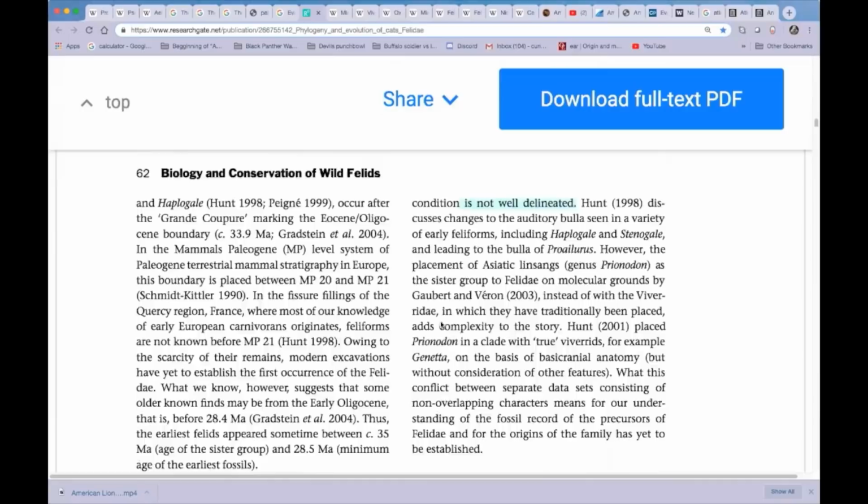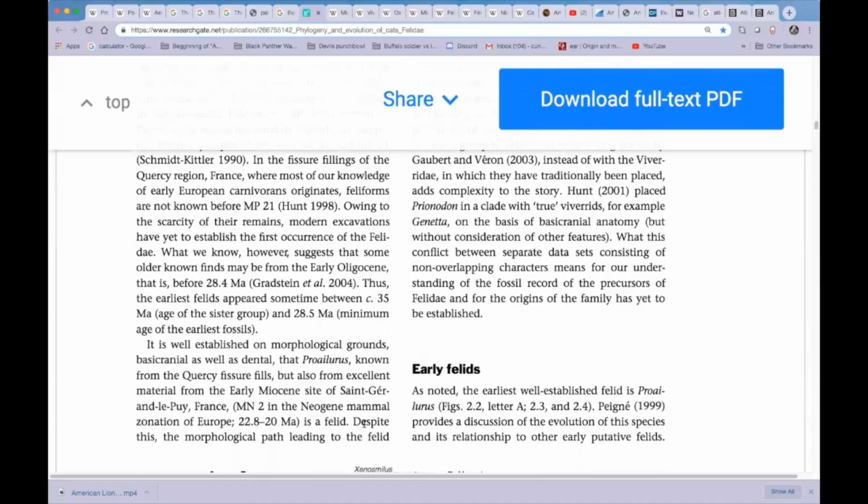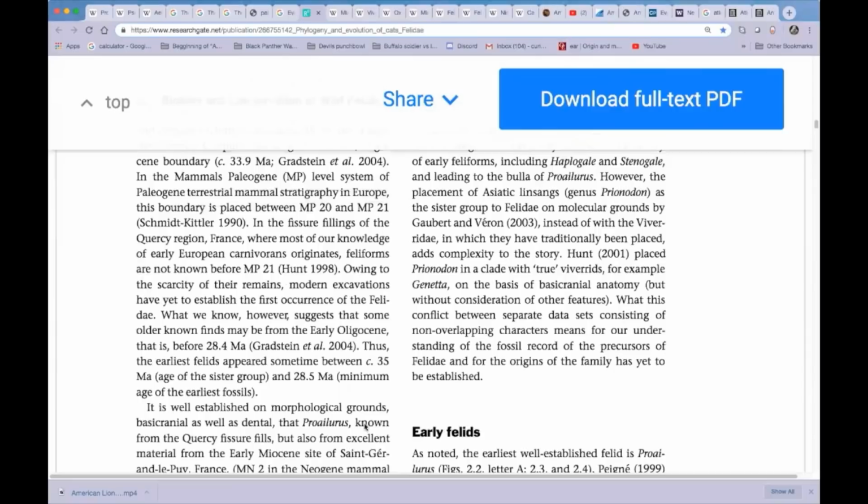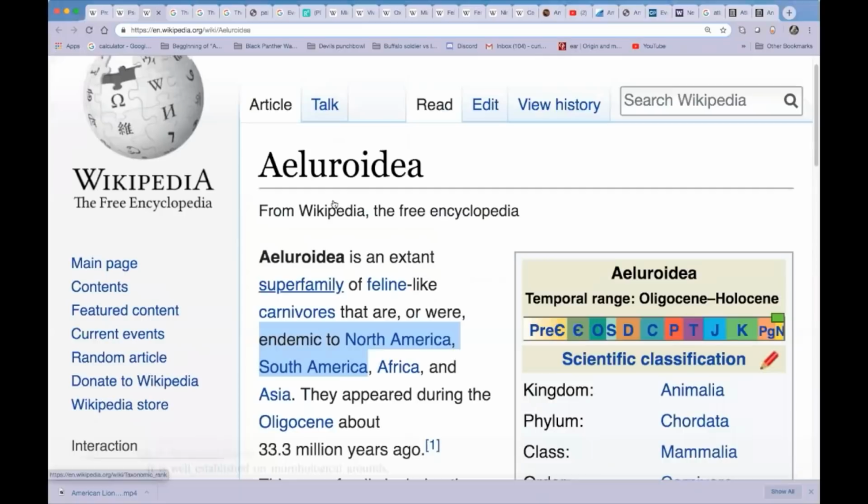So they're telling you that there's no trace. They can't trace it with each passing generation or species. They only know that this is a cat-like animal. This is the oldest they found, but we already know they found some in America too. So they don't know where the cat family originated.